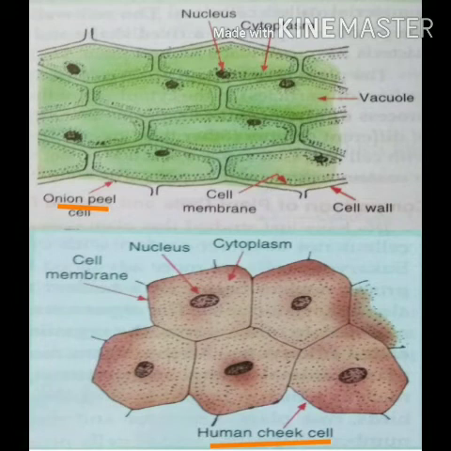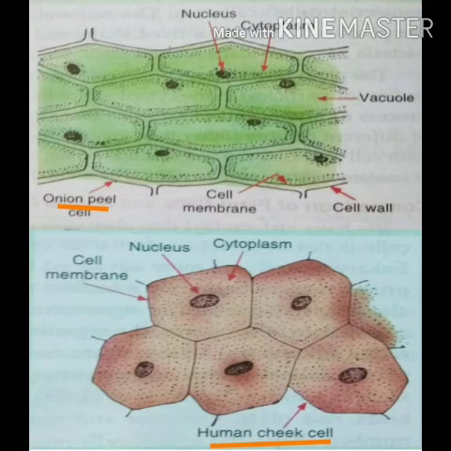These structures are bounded by boundaries, and these boundaries are the first basic part of the cell, that we are going to call cell membrane, or it is also known as plasma membrane. So what is plasma membrane or cell membrane? It is nothing but the boundary of the cell.